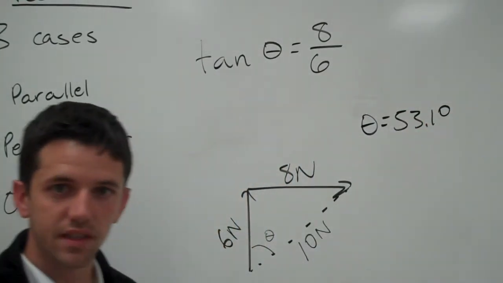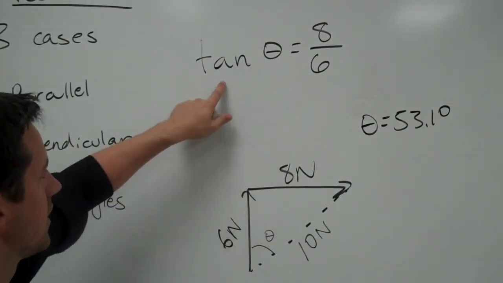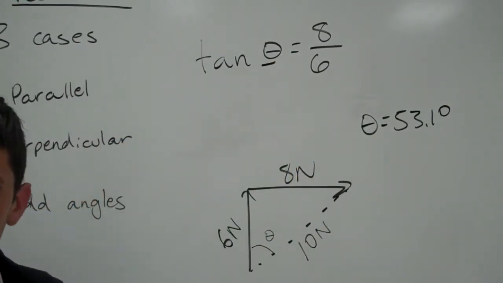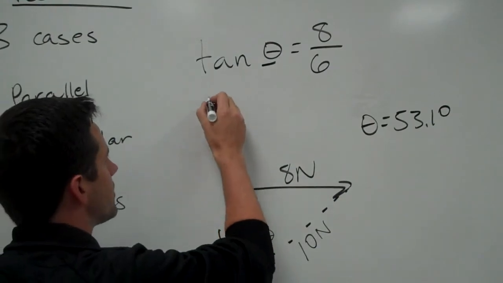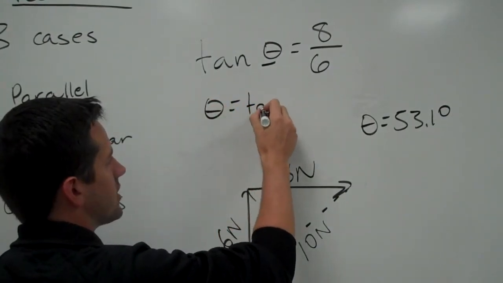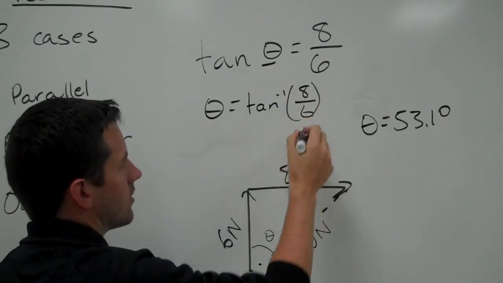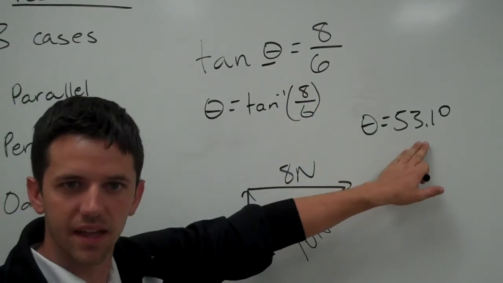53.1 degrees. And just to show you what he did, we were trying to get theta all by itself, so you had to put tangent over to the other side. On your calculator, the button that you use for that is the inverse tangent, or you see that tangent looks like tangent to the -1, of 8 over 6. He plugged that into the calculator, and this was the answer we got.